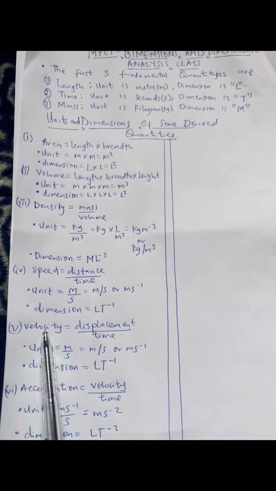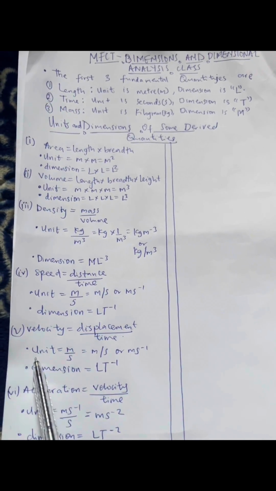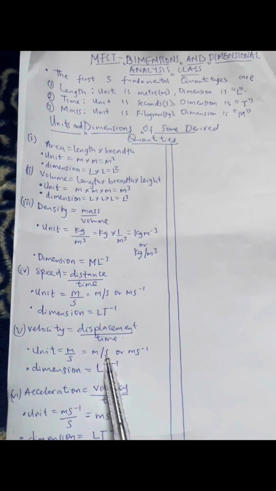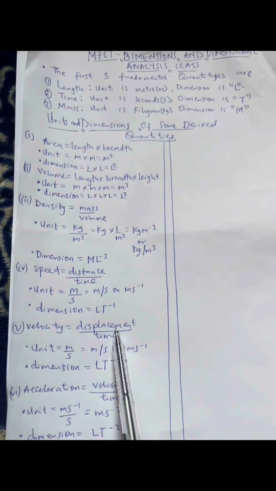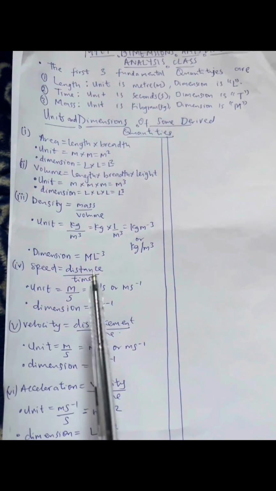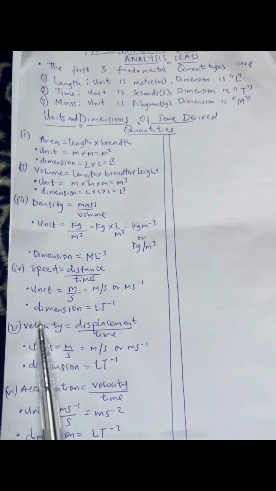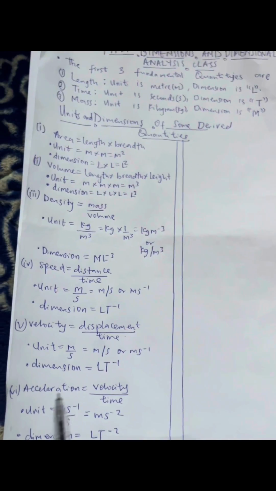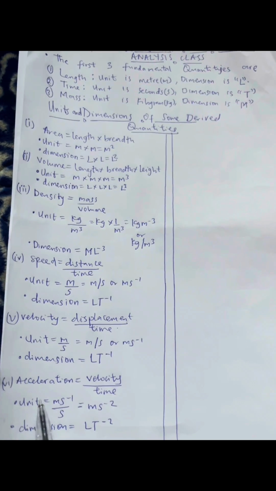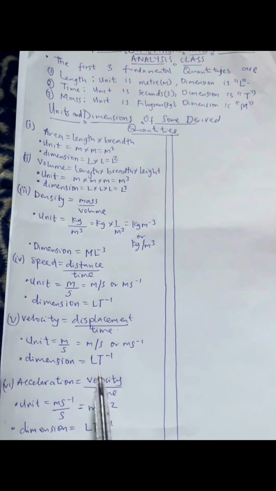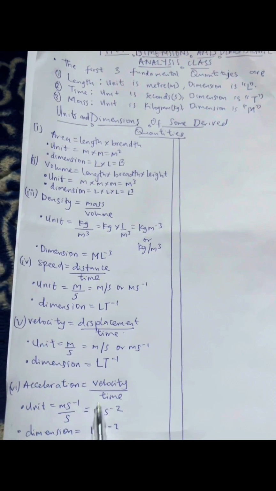We can also have the velocity, which is displacement over time. The unit will be meter per second, and the dimension will also be L T raised to power minus 1. Do not forget that displacement and distance have the same unit, so speed and velocity have the same unit. We also have the acceleration, which is velocity over time, and the unit will be meter per second, which is the unit of velocity, all over the unit of time, which is seconds.